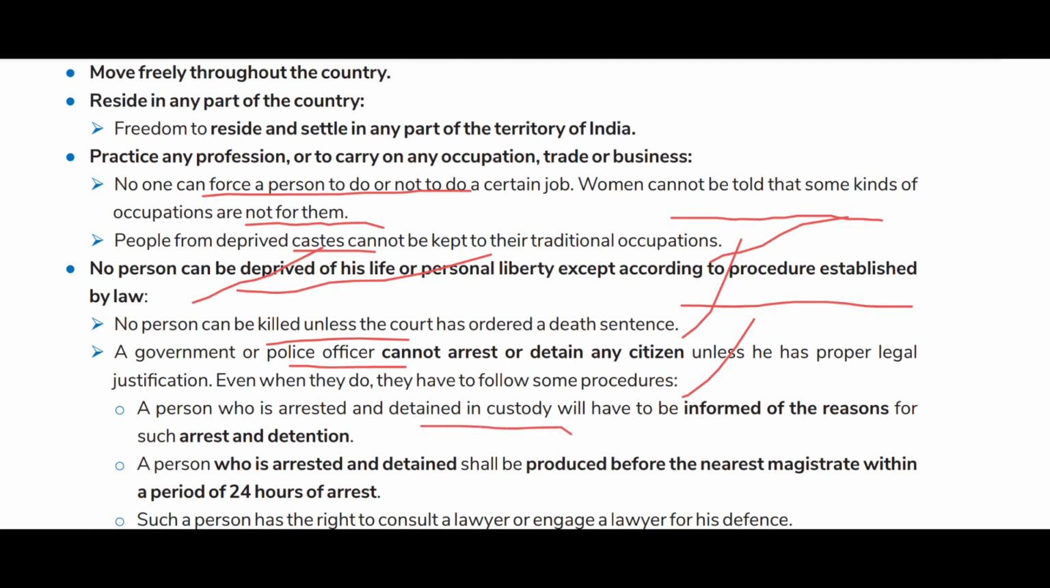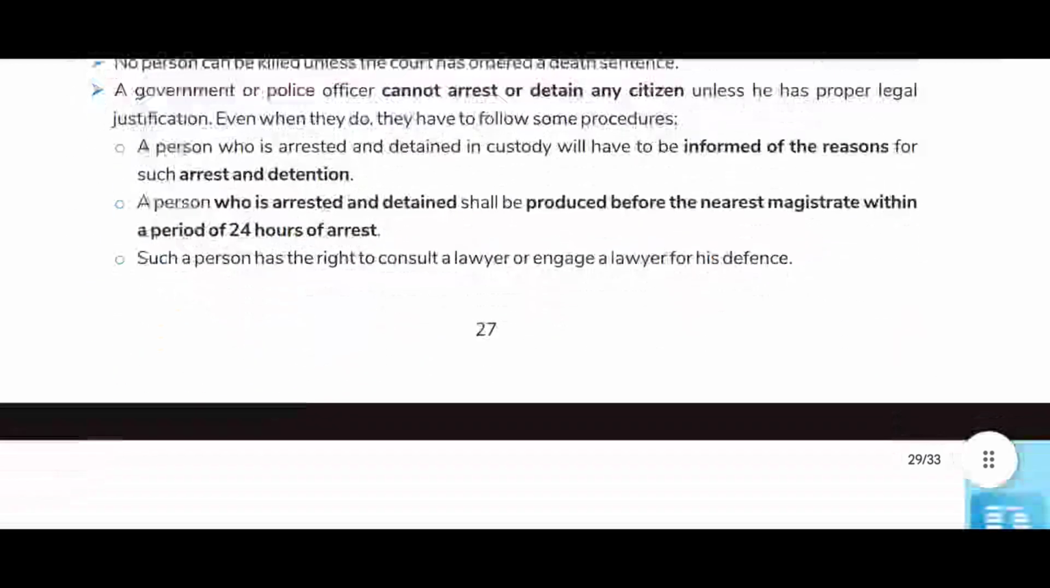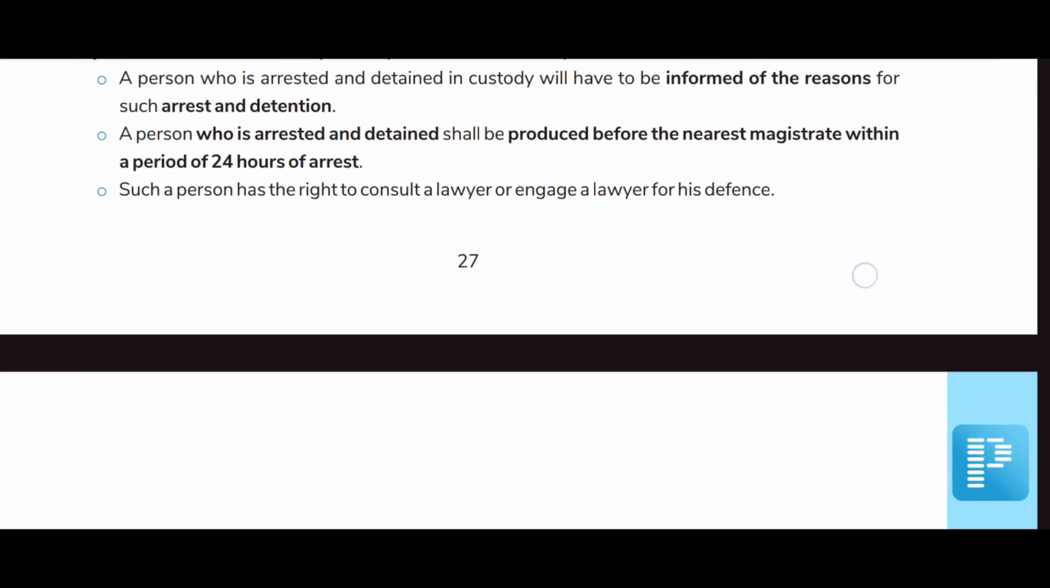A person who is arrested and detained in custody will have to be informed of the reason for such arrest and detention. A person who is arrested and detained shall be produced before the nearest magistrate within a period of 24 hours of arrest. Such a person has the right to consult a lawyer or engage a lawyer for his defense.